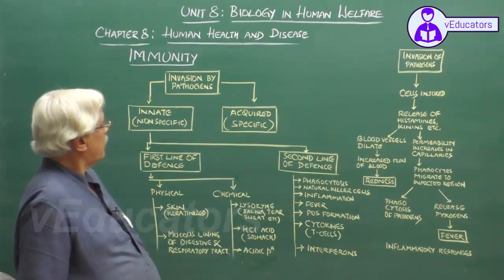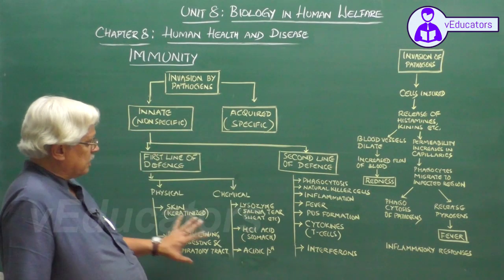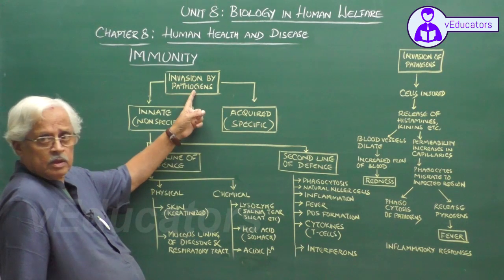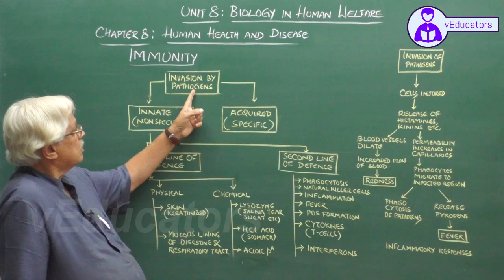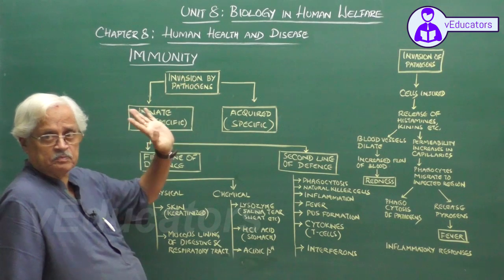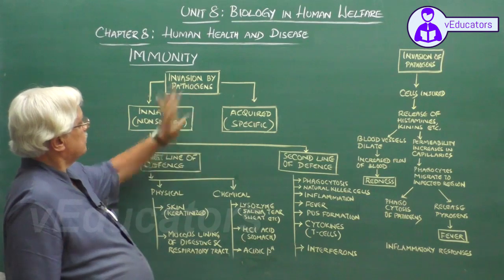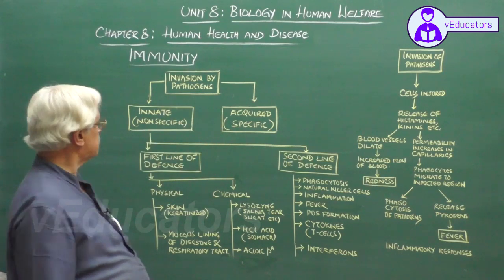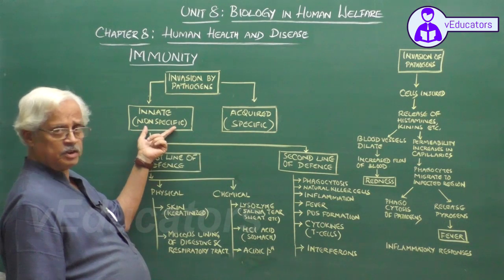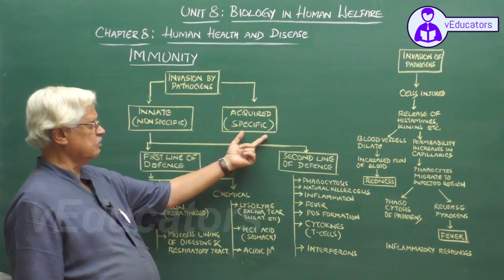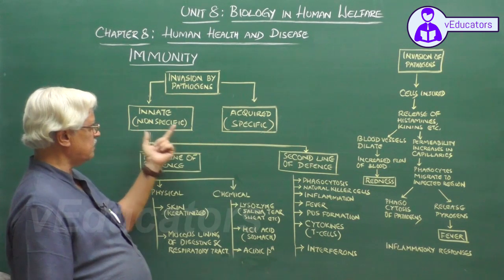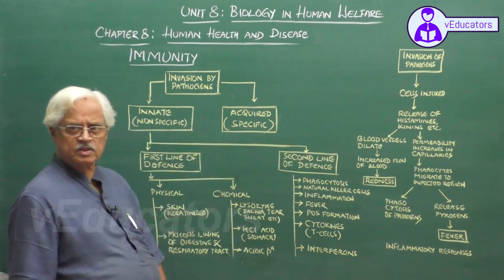Here I have given a schematic representation of the innate immunity mechanism. So when there is invasion by pathogens, there are two possibilities. One is the innate immunity that works, the other one is the acquired immunity. Innate immunity is non-specific, acquired immunity is specific.